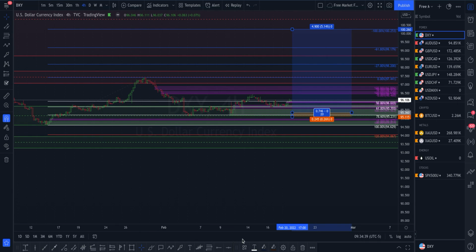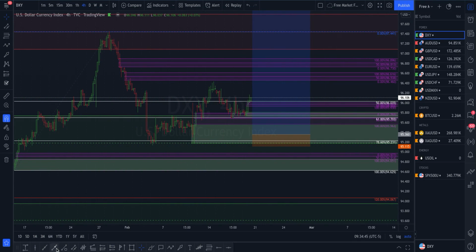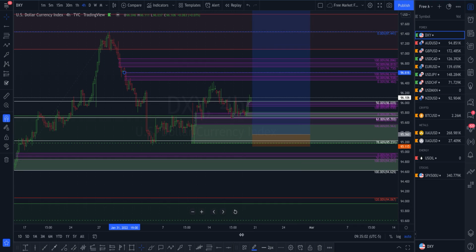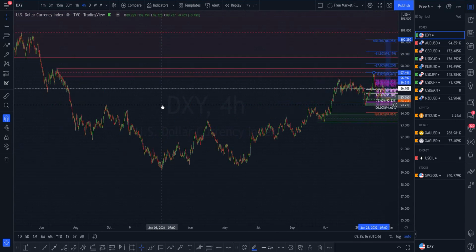However, I'll be looking for partial profit at the filling of... where is it? There we go. I'll be looking for partial profit at the filling of these imbalances, as well as this high. Okay. All right, let's take a look and see what else we may have here.